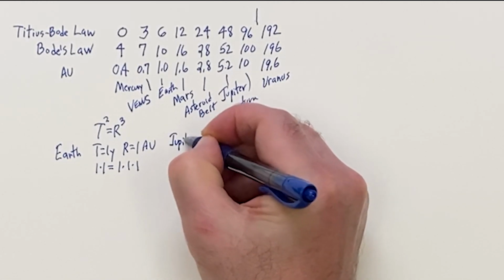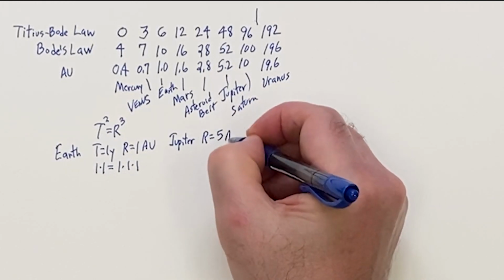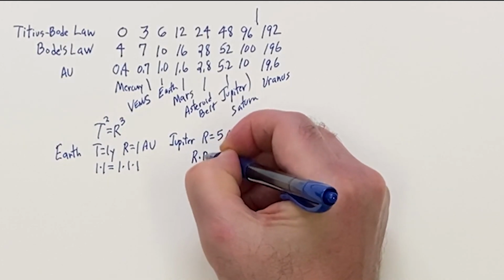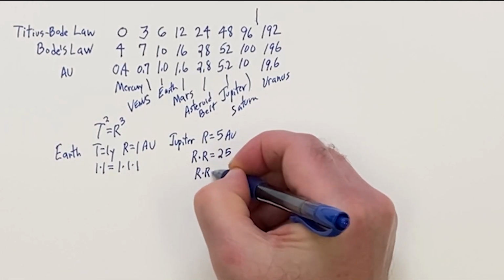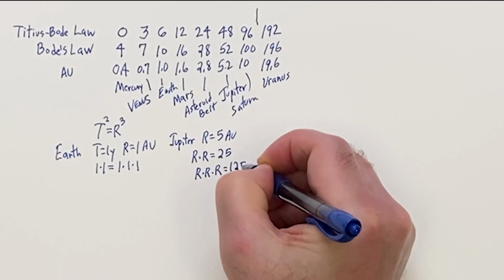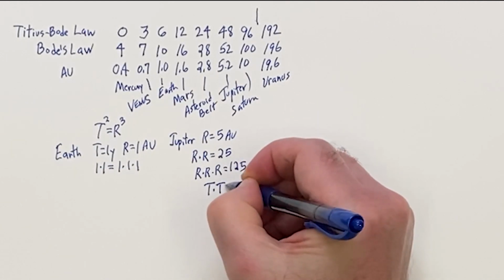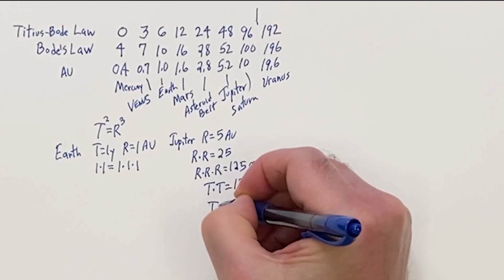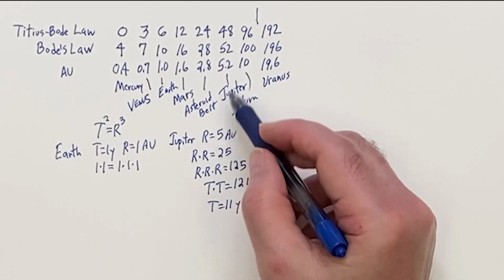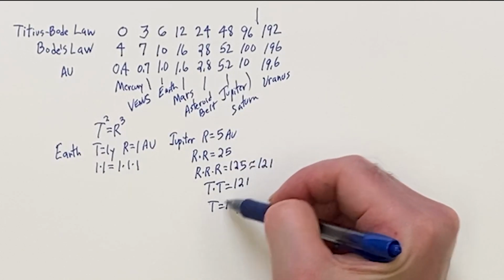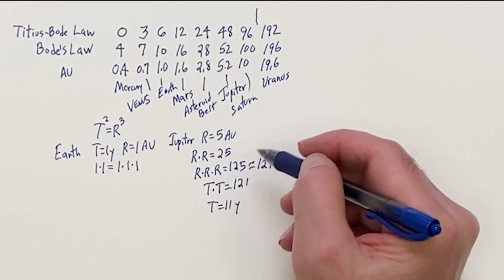Jupiter is next. Let's do Jupiter. If we take Jupiter, it's about 5 AU, then R times R is 25, and R times R times R is 125, which is approximately 121. So what number times itself is 121? T would be 11 years. Jupiter is actually 5.2, so that pushes it up a little bit. It's something like 11.9 years, but this is a pretty impressive estimate that we're making here.